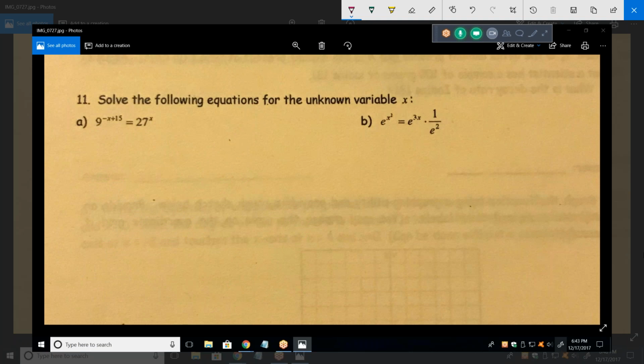Okay, so now let's look at the second one. What kind of an equation is that? Is that algebraic or exponential? Exponential. Correct. Now, the question is how we're going to solve it.